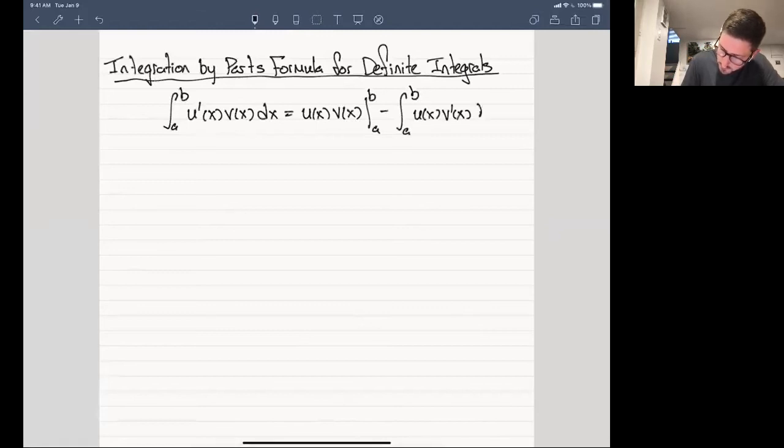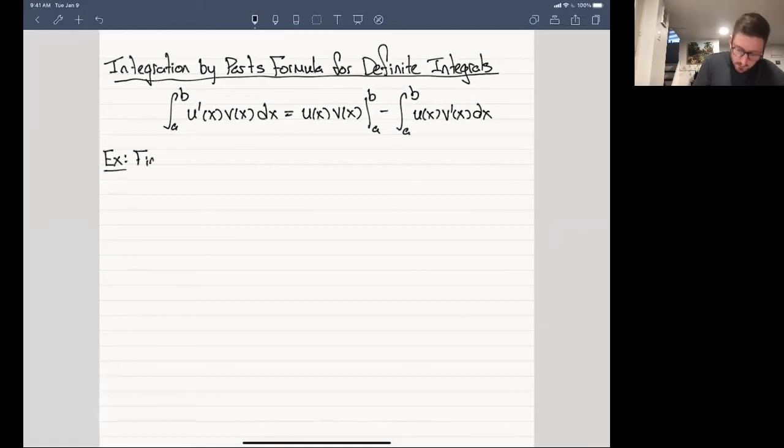Now, in some sources, they might exchange the roles of u and v. So sometimes you might see u times v prime on the left-hand side. That's totally fine. You can just rename everything, so just rename the u's v's and the v's u's. The only thing that matters is that one of them is being taken the derivative of and one of them isn't. I just don't want anybody to get confused if I mixed up notation compared to some other source. Okay, so let's finish it off with a final example.